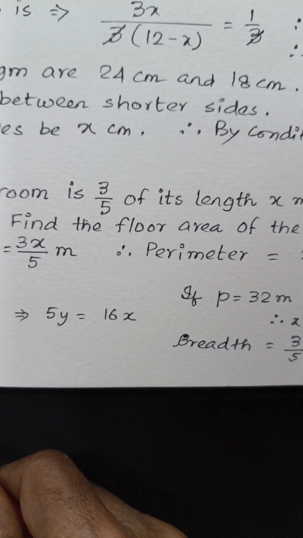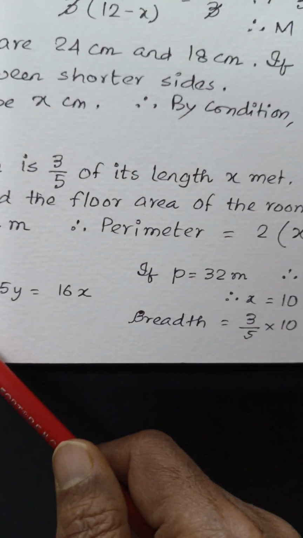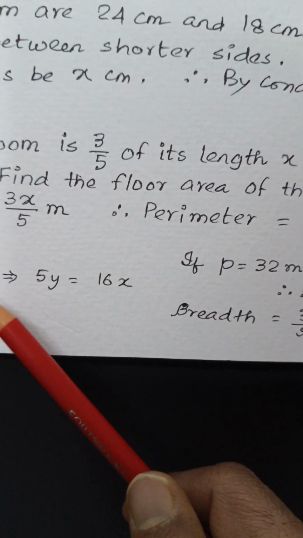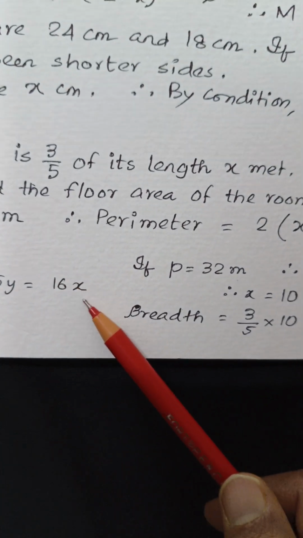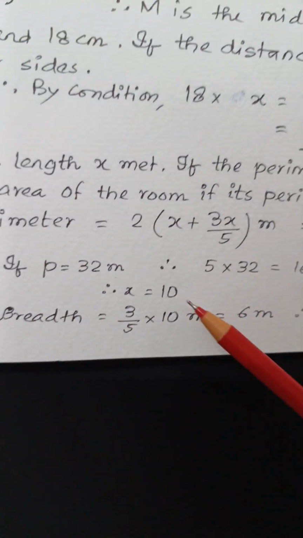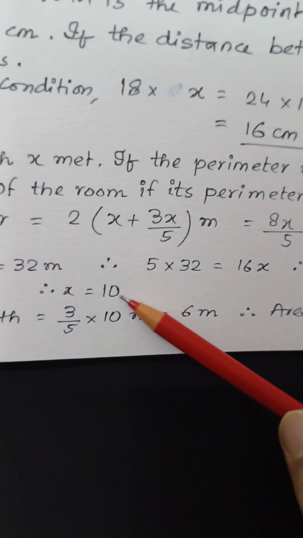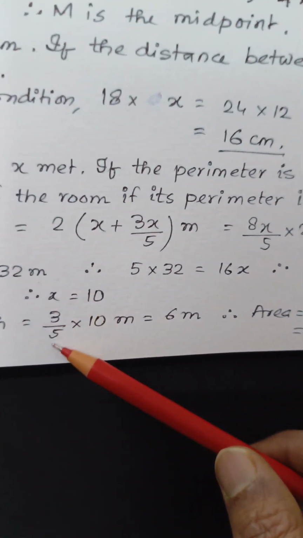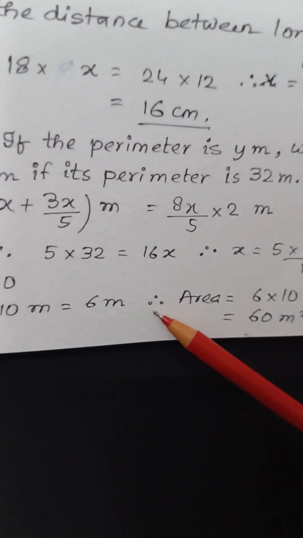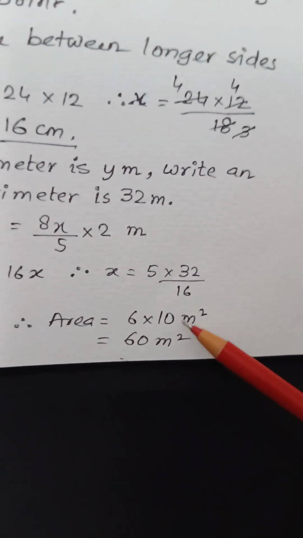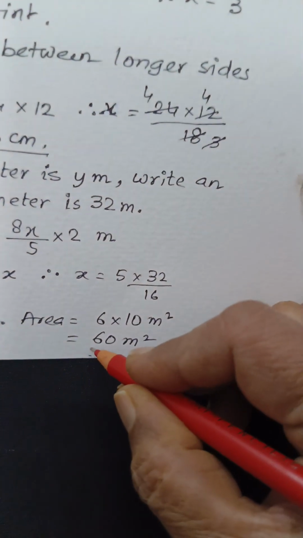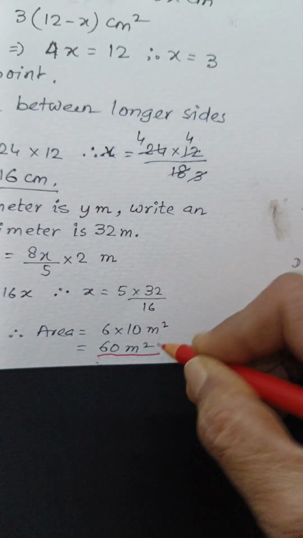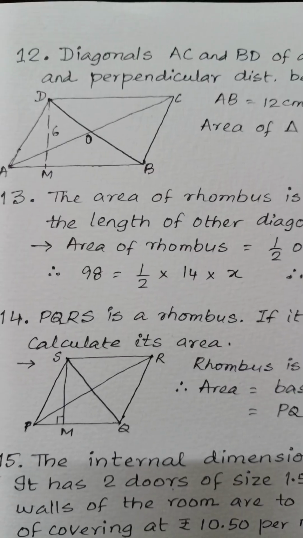Hence by condition 8x into 2 by 5 is equal to y. Y is equal to 16x by 5. Therefore 5y is equal to 16x. Hence we get x is equal to 10. Breadth is equal to 3 by 5 into 10, that is 6 meter. Therefore area is equal to 6 into 10 meter square, that is 60 meter square. This is the answer.